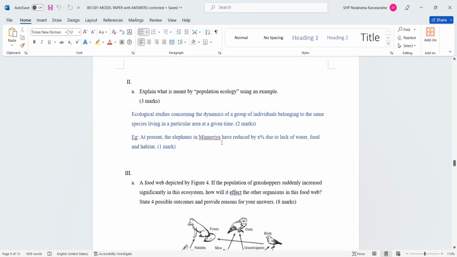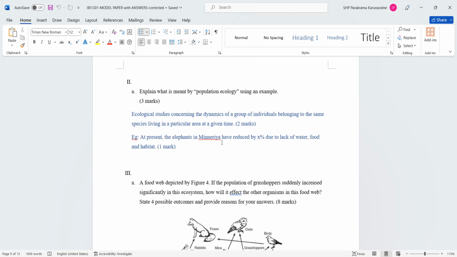And then the next part of the question is: explain what is meant by population ecology, using an example. Now, the answer is: ecological studies concerning the dynamics of a group of individuals belonging to the same species. I told you, population means the group of individuals belonging to the same species. If they are different species, then it is a community.